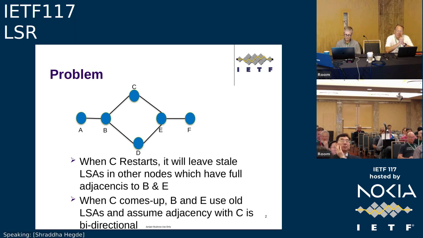So when C comes up, B and E use the old LSAs of C, and as soon as B brings up the adjacency with C, they download the route pointing towards C because they use the old LSAs of C and assume that C has brought up the adjacency with B. They assume that the backlink check in the SPF passes for B when the B to C adjacency comes up. This is the problem which causes black holing, because C has not yet brought up its adjacencies and has not downloaded routes in its forwarding table. So if B forwards traffic to C, it might drop the traffic.